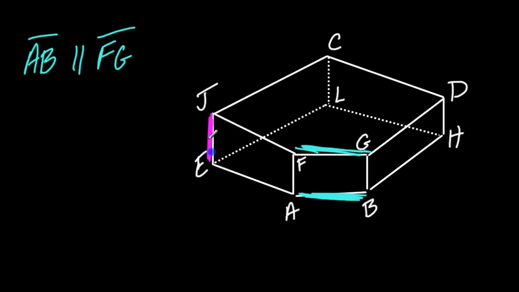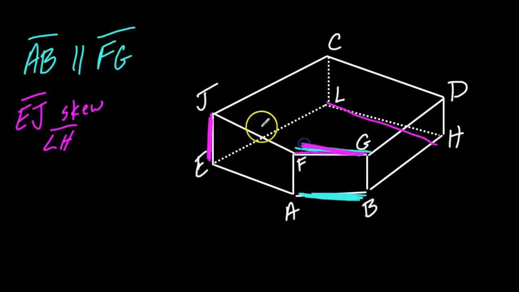All right, we've got EJ. And I know that EJ is going to be skew to, there's a whole bunch of different ones we could use for this. It could be skew to LH, different plane, different direction. It could be skew to FG, different plane, different direction.